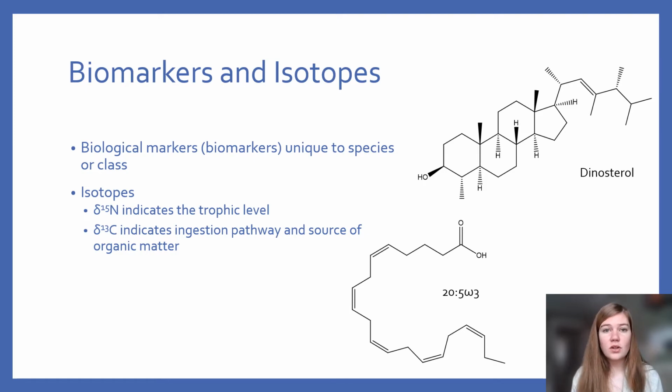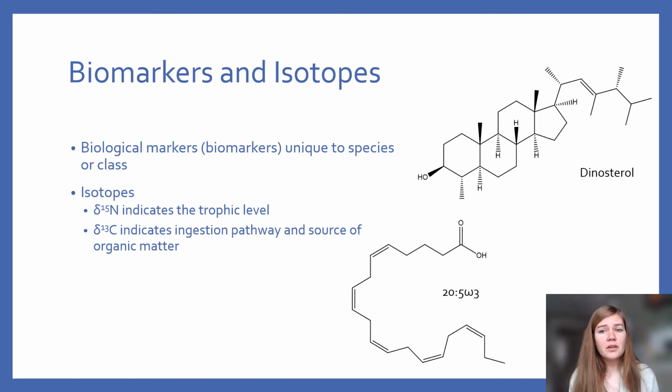So this ring structure is generally what sterols and stanols look like. Cholesterol looks pretty similar, which you probably have floating around in your blood at various levels. Another example is a fatty acid. So on the bottom here, we have 20:5 omega-3 fatty acid. This one is very, very important for coral.